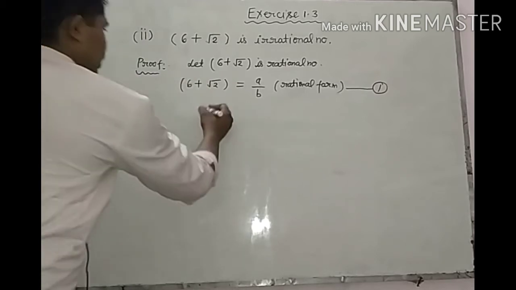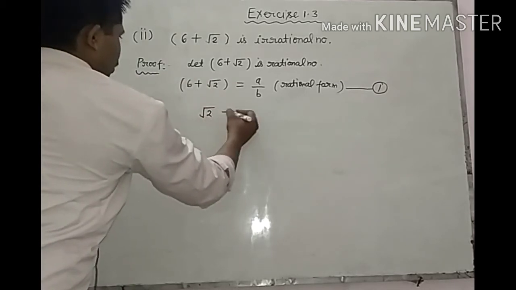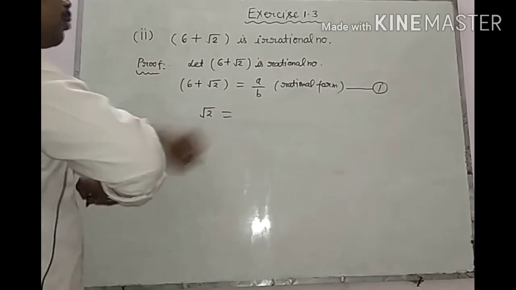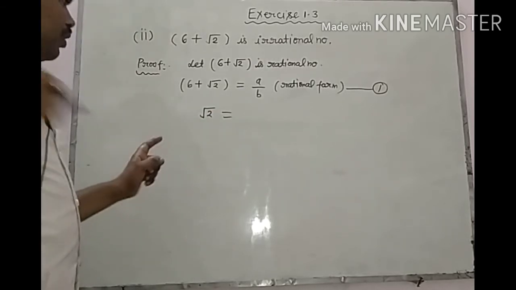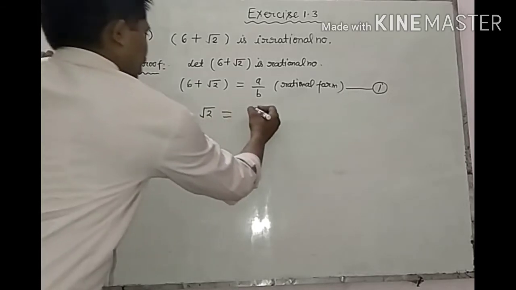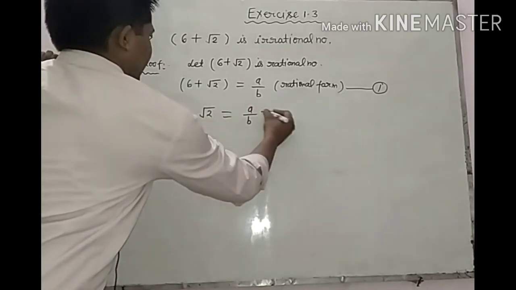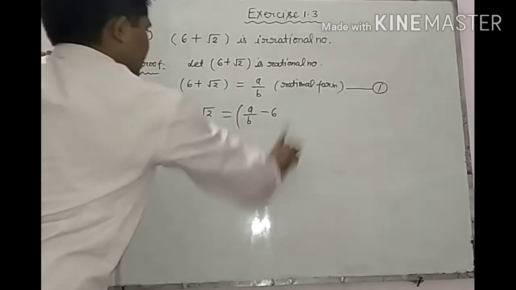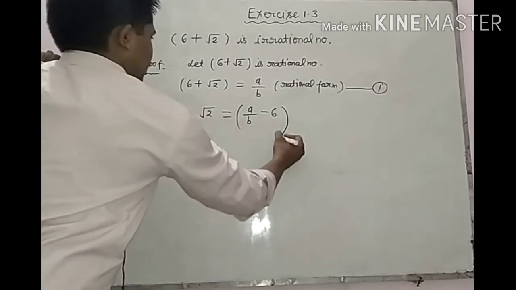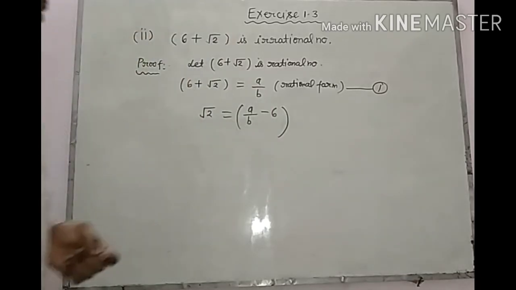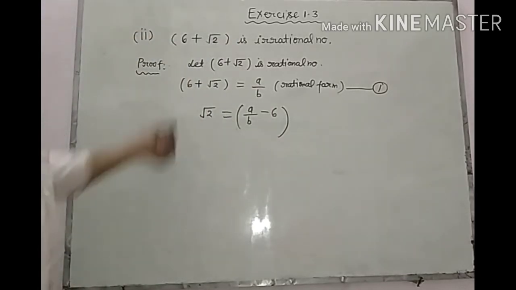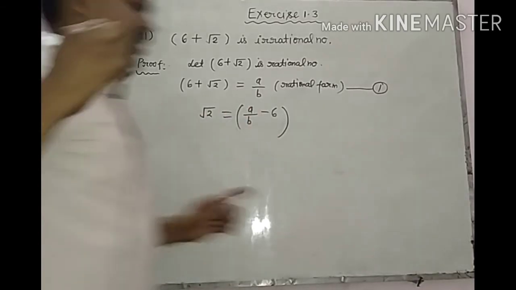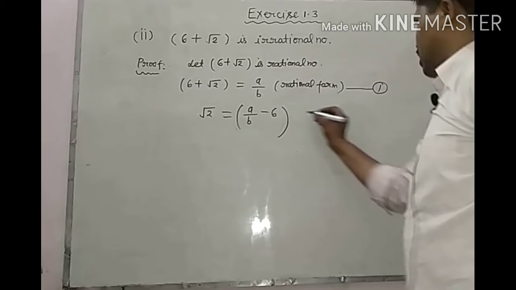Next line will be root 2. We write the value of root 2 in the form of a by b. Then we have root 2 equal to a upon b minus 6. Transposing the term 6 to the RHS, 6 will be negative here. Root 2 equal to a by b minus 6. This is equation number 2, students.